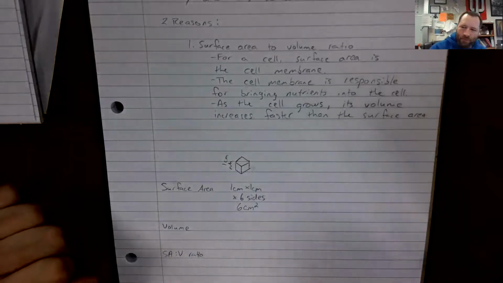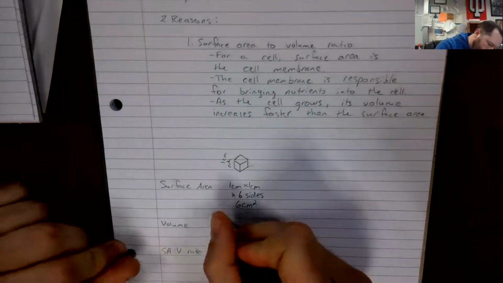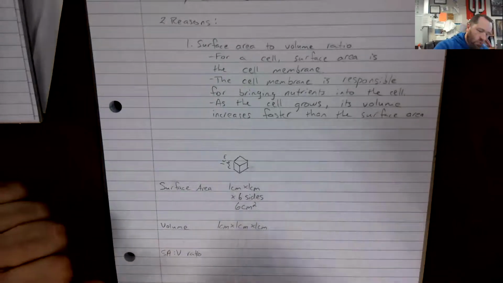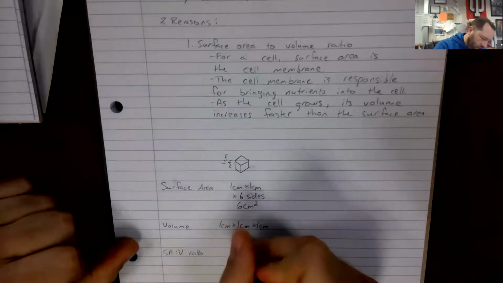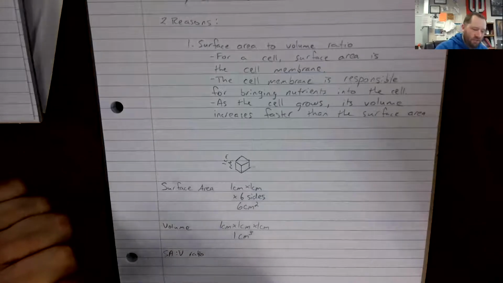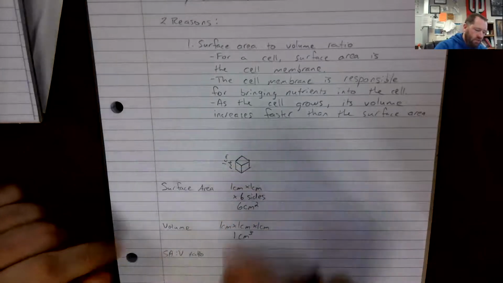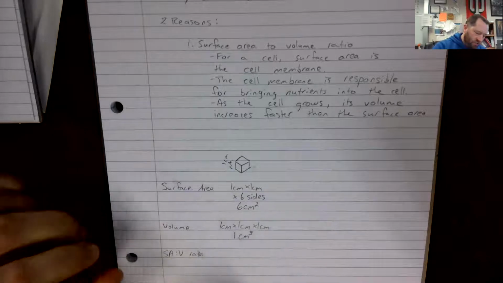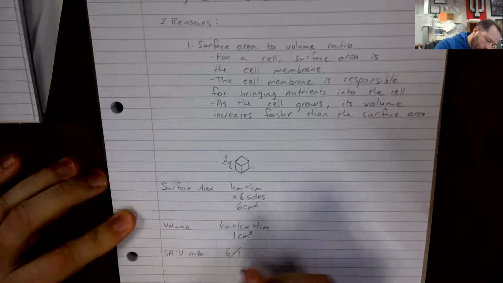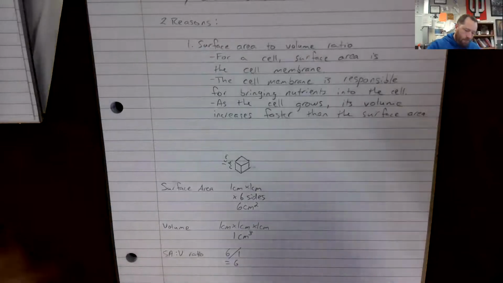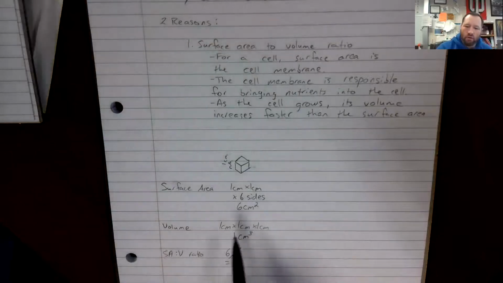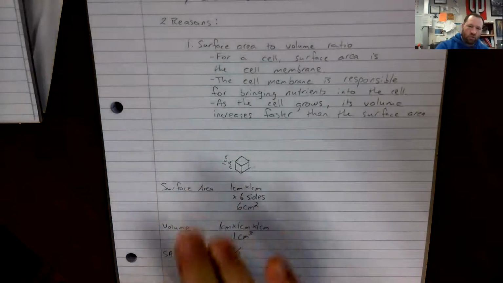For the volume, length times width times height. So 1 centimeter by 1 centimeter by 1 centimeter. Don't need a calculator for that one. 1 cubic centimeter is the volume of this small cell. So the surface area to volume ratio, 6 to 1, or 6 times. The surface area is 6 times greater than the volume. So that's for a small cube.